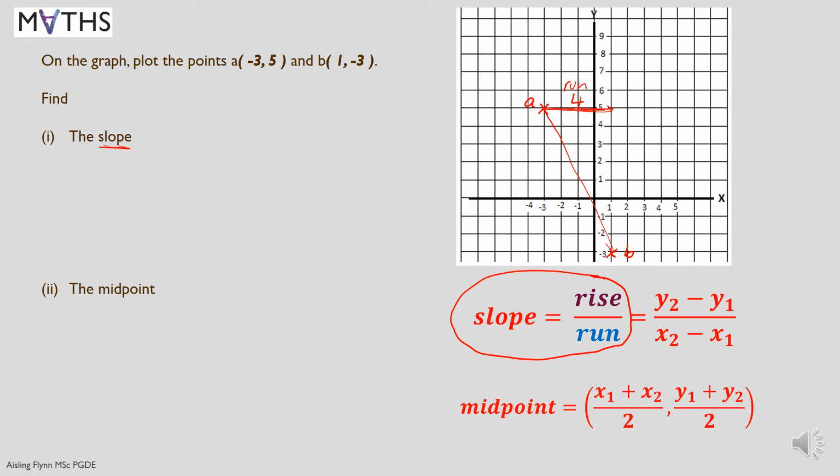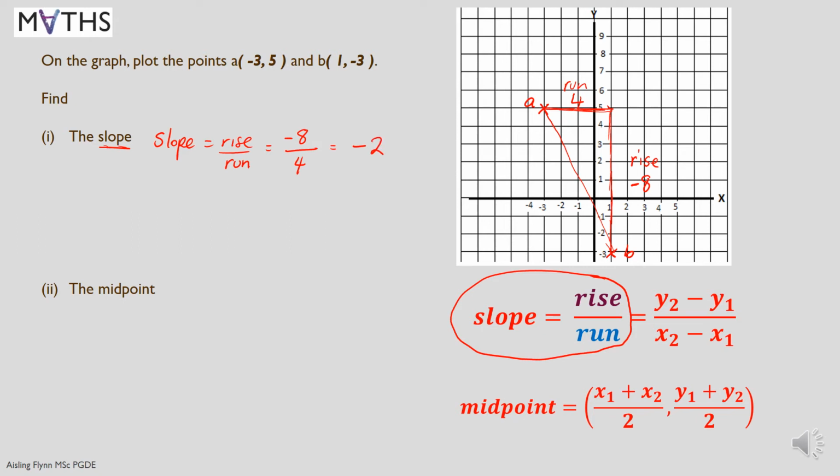And this time we have to go down to get to B. So how far do I have to go down? I have to go down 5 to get to the x-axis and another 3. So that's down 8. So our rise is down 8, and to show down we use the minus sign, minus 8. When I'm doing an exam, I'd always write down slope equals rise over run. I'd put my numbers in next, so minus 8 for the rise and 4 for the run, and minus 8 divided by 4 is minus 2.